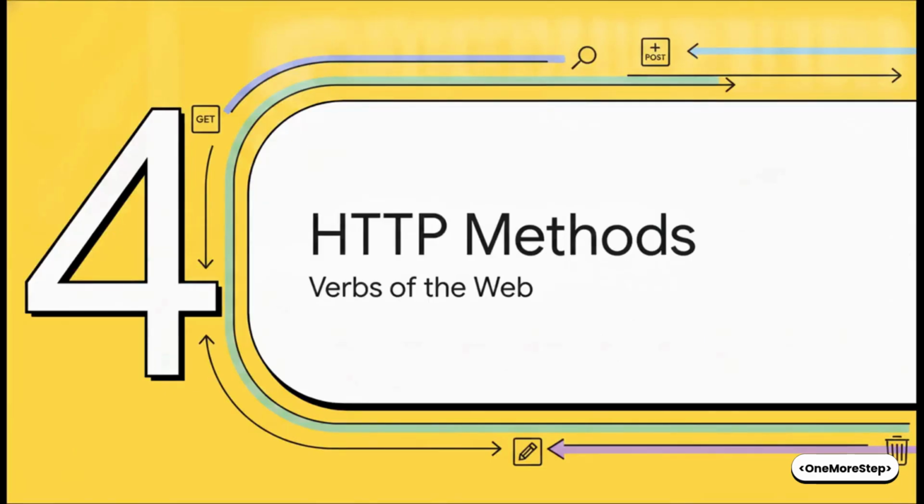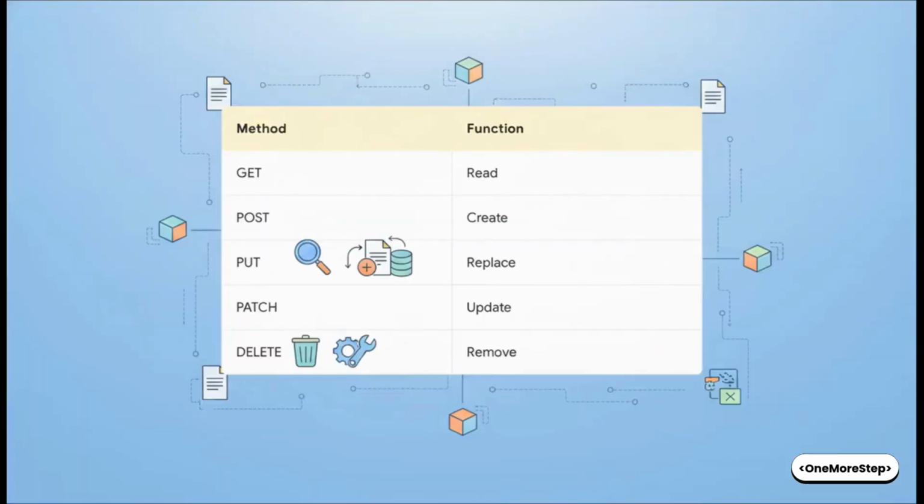Part 4. How HTTP works. Methods. The verbs of the web. These HTTP methods act as semantic verbs. GET retrieves a resource. POST submits data to create a new resource. PUT replaces the entire resource. PATCH updates specific fields only. DELETE removes a resource. Using these specific verbs correctly is absolutely crucial.